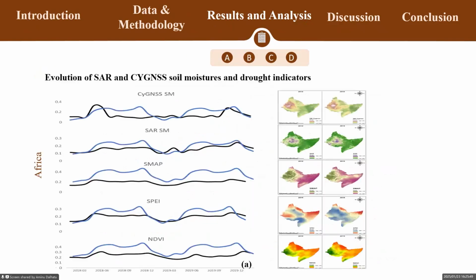Now, this is a basic one. You can see this in every kind of study. This is just the temporal evolution of my variables. We have the three sources of soil moisture, and then we have SPI and DGAR indices. This one is the temporal evolution, and this one is the spatial distribution over here.